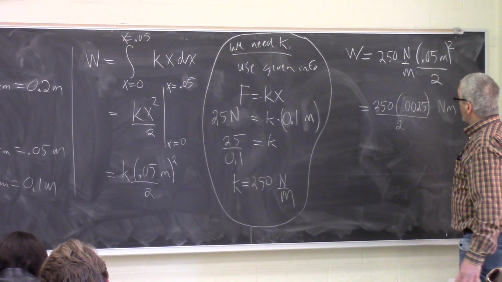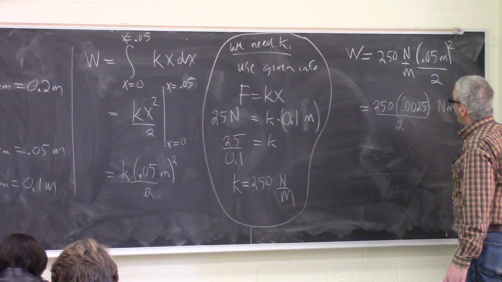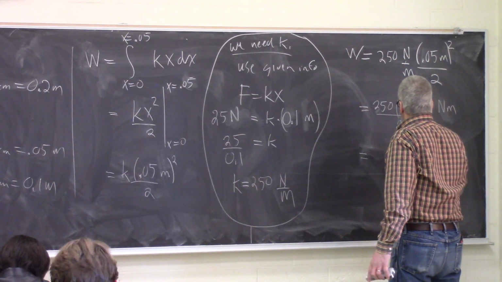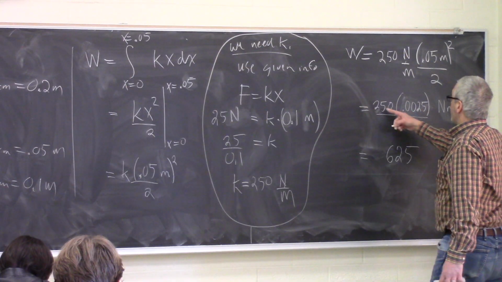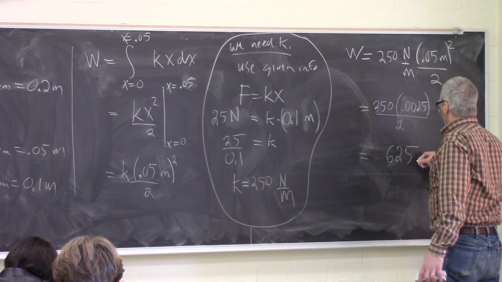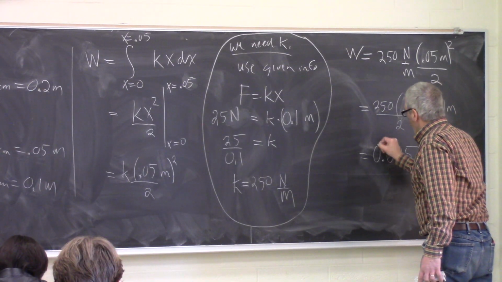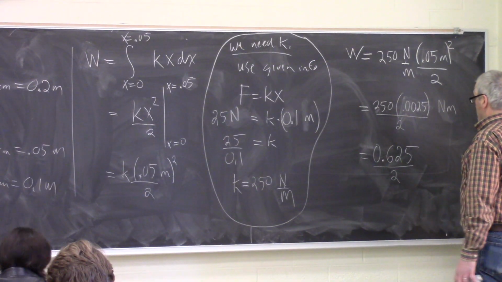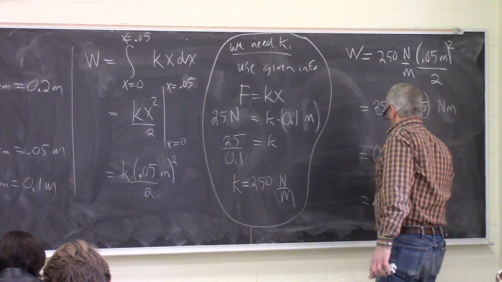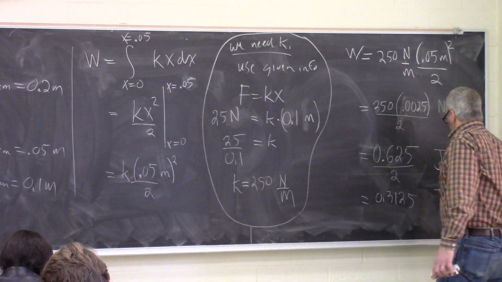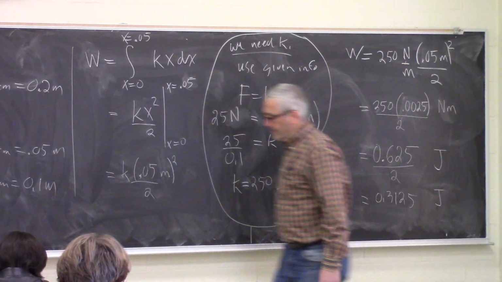Okay, 25 times 25 is 625. But I have to move the decimal place, 1 to the right, but then 4 to the left. So in other words, 0.625 over 2. So 0.3125, and this is joules. I think that's right.